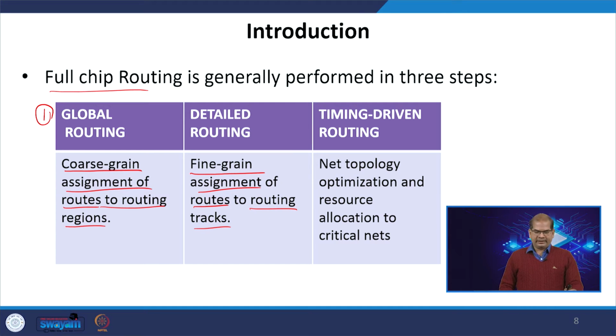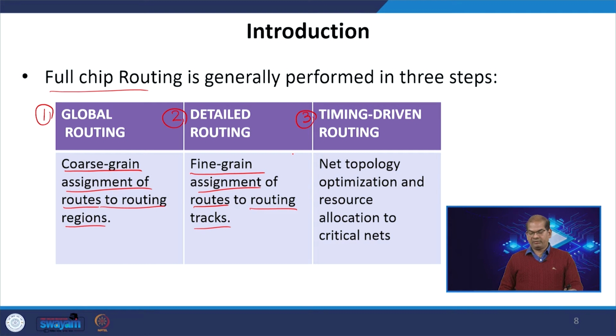In case of global routing, it is a coarse grain assignment. In case of detailed routing, it is a fine grain assignment of the metal lines. So, now this is the second phase, the detailed routing is the second phase. The third phase is the timing driven routing.